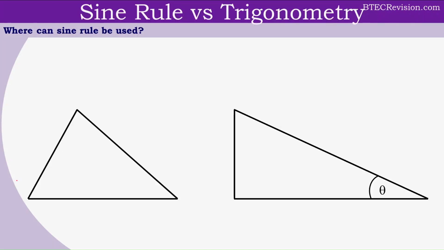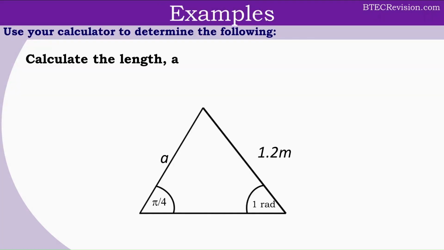The sine rule can be used for any angled triangle. So we can use it for the triangle on the left and the right. However, for the triangle on the right, we can see we have a right angle, and only for right-angled triangles can we use SOHCAHTOA. So this is the only triangle we can use SOHCAHTOA for. We cannot use that for the triangle on the left. We'll learn more about Pythagoras' theorem, and for that we can only use right-angled triangles, so not the triangle on the left.